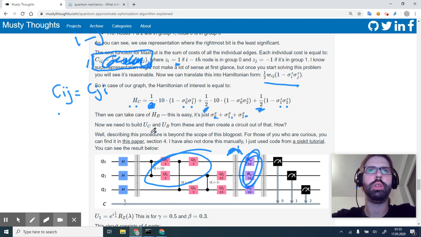Perfect. So if now we need to build UC and UB from this, we can create a circuit out of that. How? Well, this kind of is beyond the scope of this. Actually, no, I'm not sure. U1 minus 10, 5. What are these numbers? I have also not done this manually. I just used some code from a Qiskit tutorial. For those of you who are curious, you can find it in this paper. And so there's an actual way to then turn this into a code.